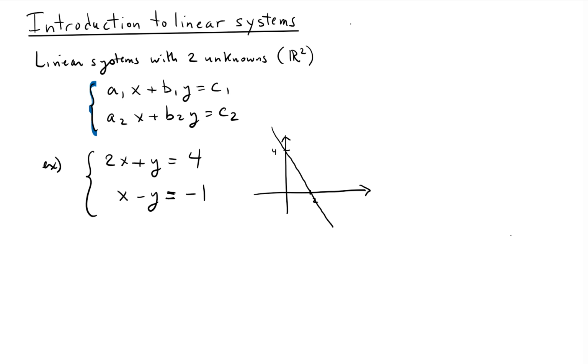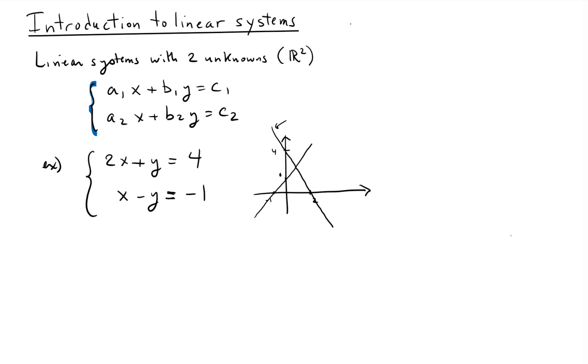And now I'm going to look at the second equation. x minus y equals minus 1. Again, I can replace y by 0 and solve for x. I get x is negative 1. And if I replace x by 0, y is plus 1. Therefore, this is the line.